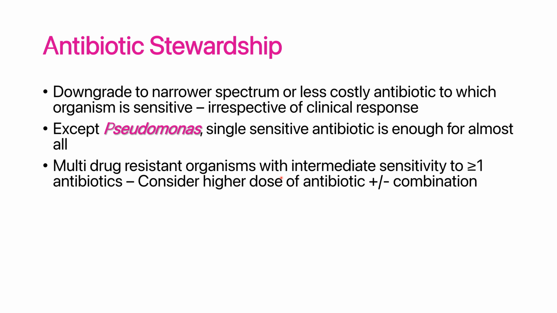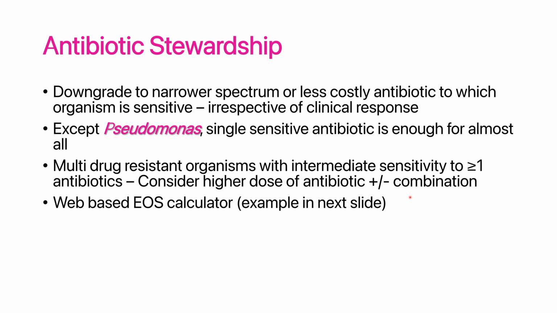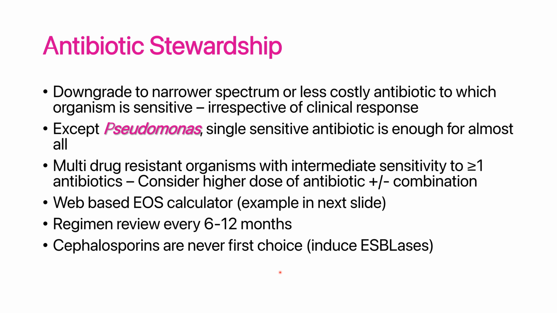Next is multi-drug resistant organisms with intermittent sensitivity to one or more antibiotics. We have to consider a higher dose of antibiotic, with or without combination. We can use various web-based early onset sepsis calculators. I'll show you an example in the next slide. We have to review the empirical therapy regimen every 6 to 12 months by reviewing our antibiograms or antibiotic sensitivity reports or culture reports. Cephalosporins are never the first choice in neonatal sepsis because rampant use of cephalosporins as the first choice antibiotic can induce extended spectrum beta lactamases, which can give rise to multi-drug resistant organisms in the future.